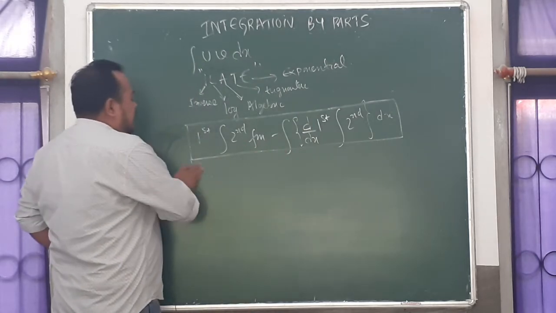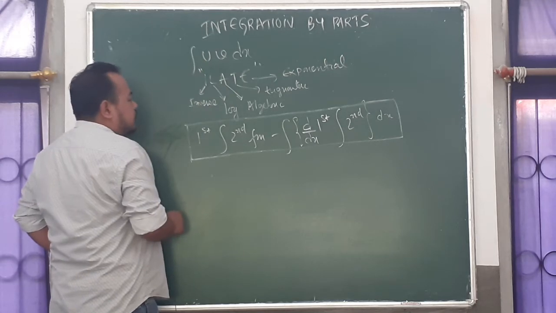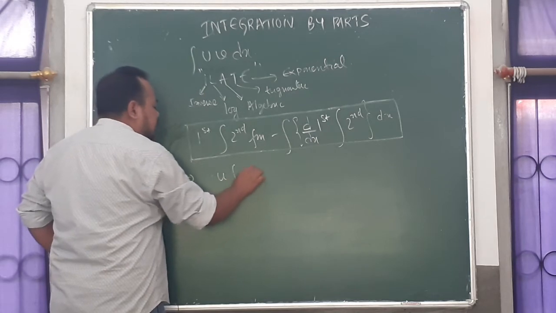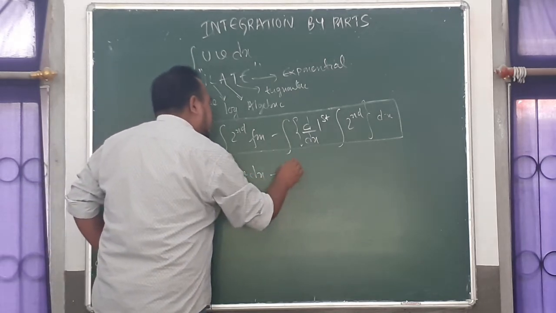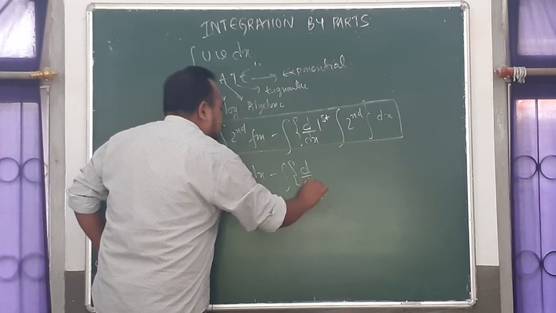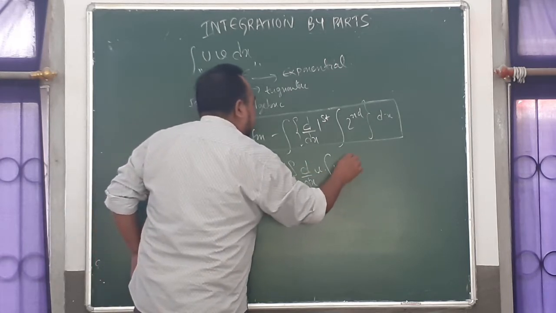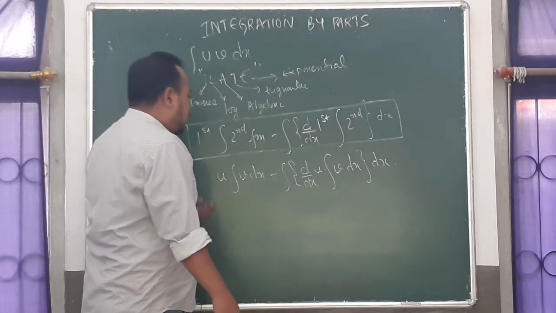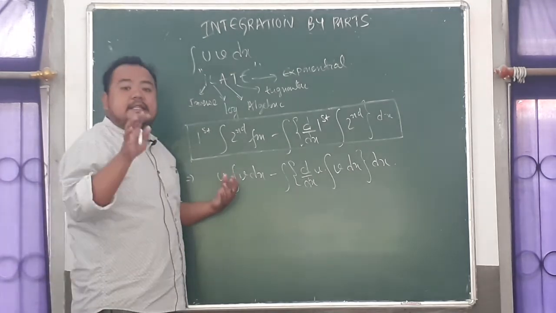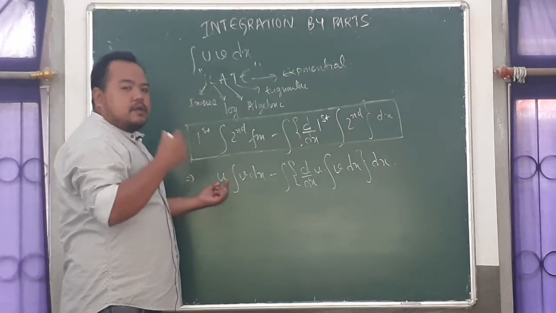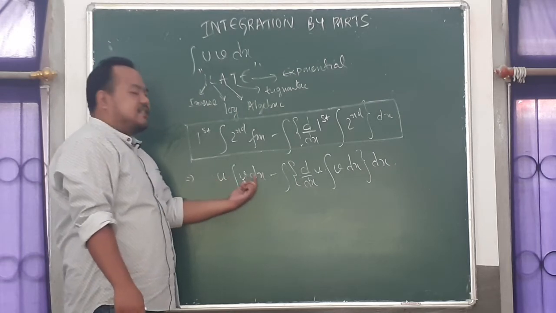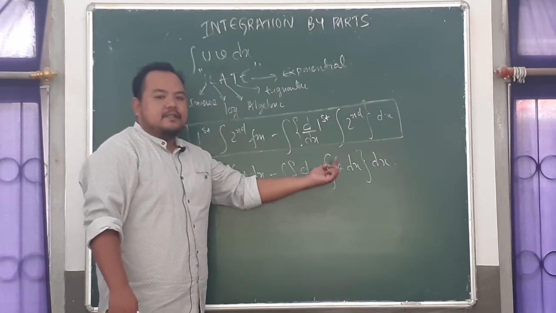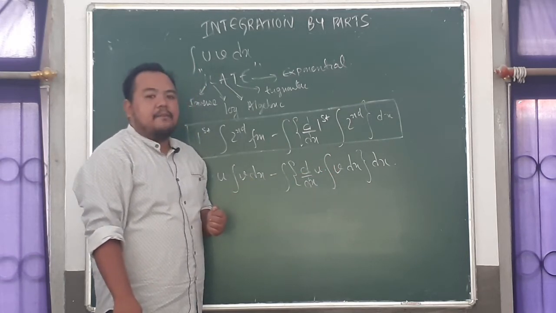Let us say that u is the first function and v is the second function. Then the formula becomes u integration of v dx minus integration, curly bracket, d by dx of u into integration of v dx, close the bracket, dx. This is called integration by parts. As you can see, the order of u and v is the same. The first term u remains constant, integrate the second, and in the second part you differentiate the first and then integrate the second.